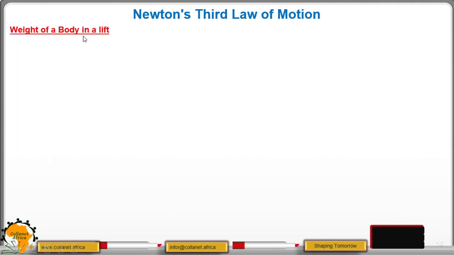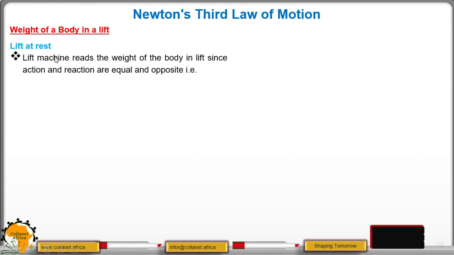From there, we look at the weight of a body in a lift. We start when the lift is at rest. Now, when the lift is not moving, the body that is inside is also not moving. They are all at rest. And therefore, the lift machine will read the actual weight of the body, and that actual weight is given by mass times gravitational constant. That will be the reaction, or the reading of the machine.